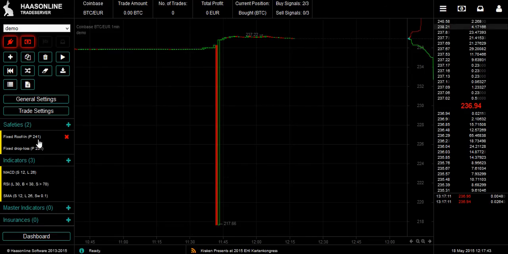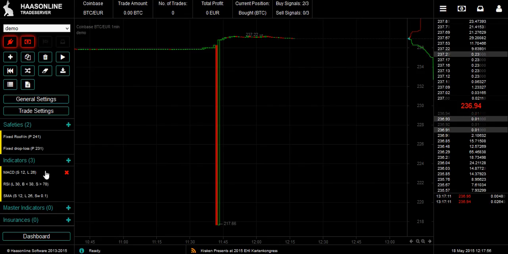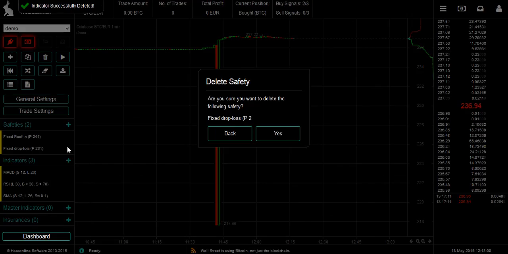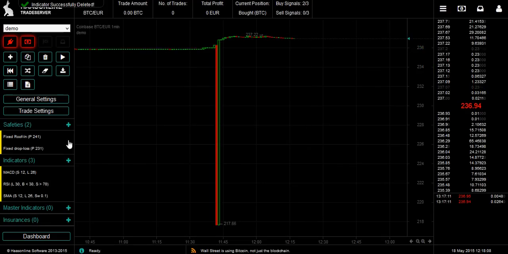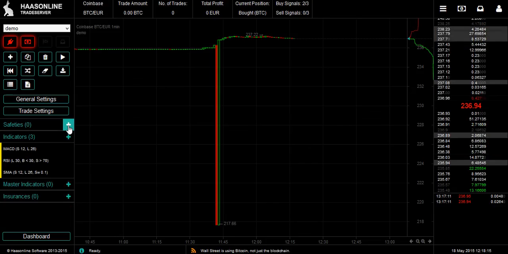That's our range. As long as we're between that range, our indicators are going to trade. That's a kind of basic strategy. You create a range with your safeties, and your indicators trade in the meantime, and if it goes out of your range, then you've got a safety ready to go in. Okay, so what else is there? Well, there's also something called a dynamic roof in and a dynamic drop loss, and what that's going to do is a little bit different.